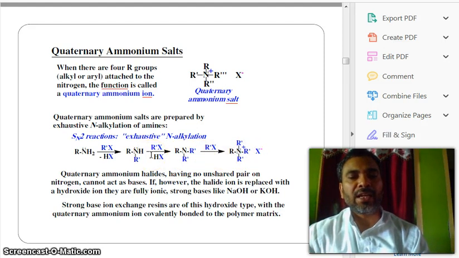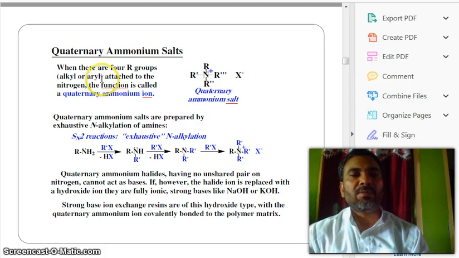Quaternary ammonium halides, having no unshared pair on nitrogen, cannot act as bases. If, however, the halide ion is replaced with the hydroxide ion, they are fully ionic, strong bases like sodium hydroxide or potassium hydroxide. Strong base ion exchange resins are of this hydroxide type, with the quaternary ammonium ion covalently bonded to the polymer matrix.